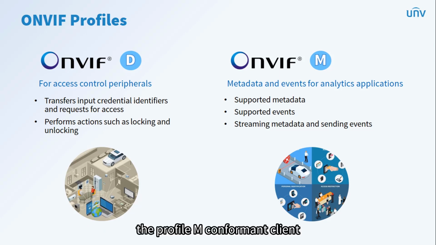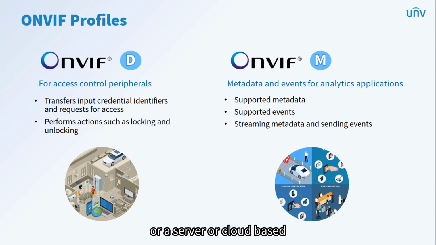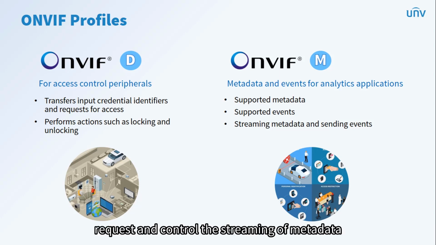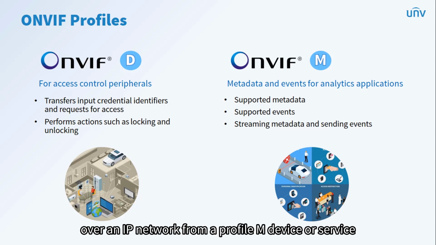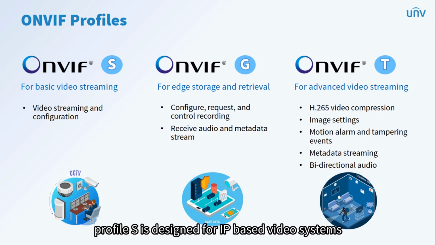A Profile M conformant client can be a video management software (VMS) program, a network video recorder (NVR), or a server or cloud-based service that can make use of Profile M interfaces to configure, request, and control the streaming of metadata over an IP network from a Profile M device or service. Profile S is designed for IP-based video systems.